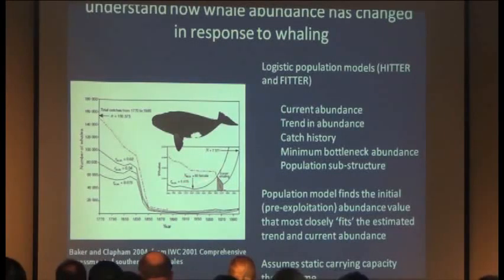So the minimum bottleneck abundance is quite a crucial thing, because as you can see from this slide, the minimum number of whales estimated for the whole southern right whale population in the entire southern hemisphere was 60 females, according to a standard IWC model in 2001. This is based on a growth rate of about 7.5%. That's extremely low.